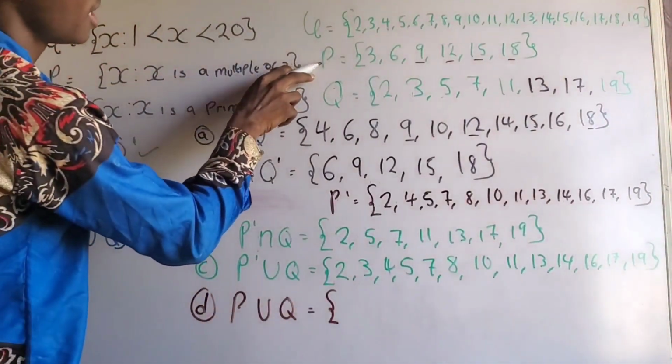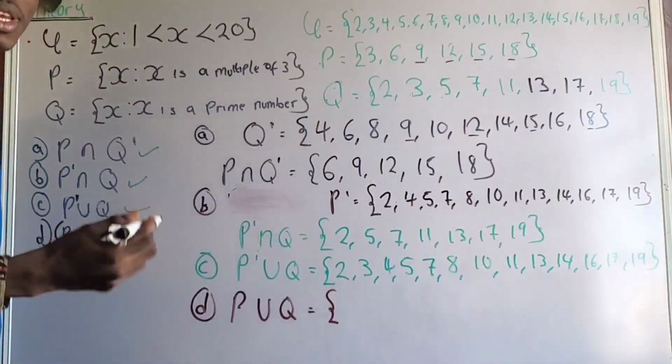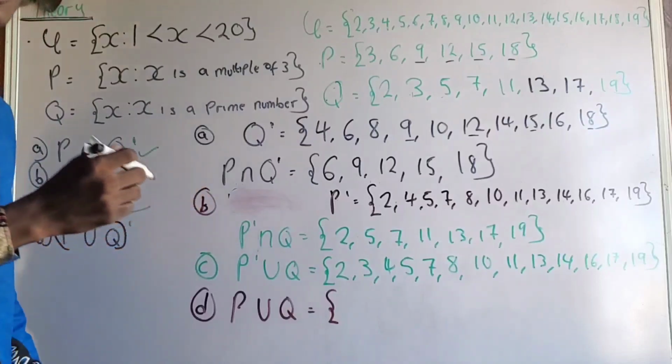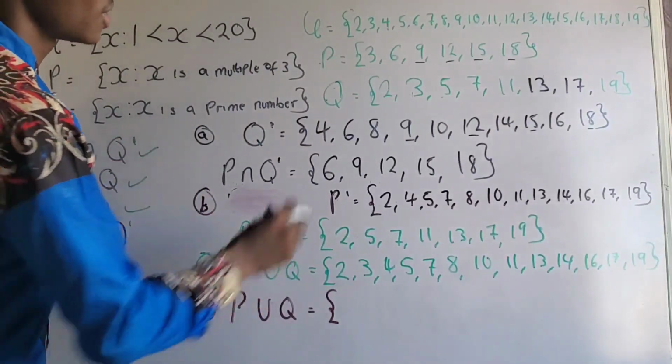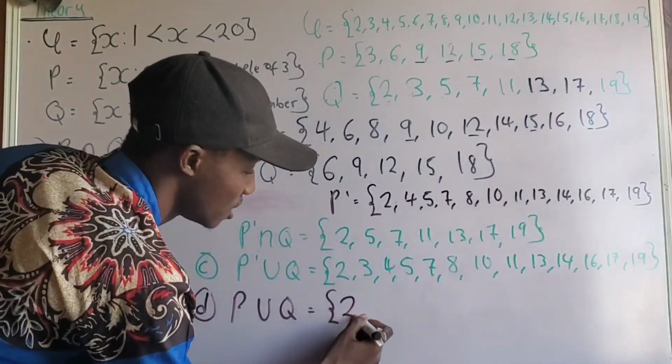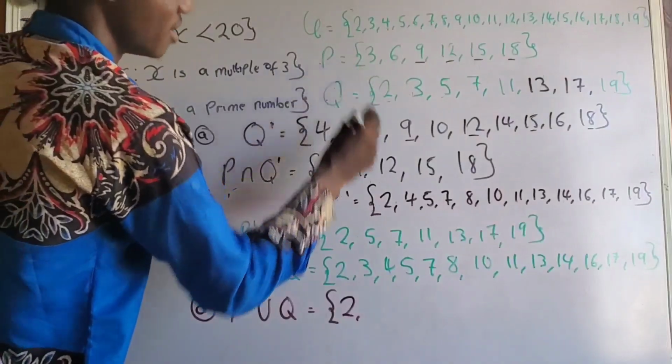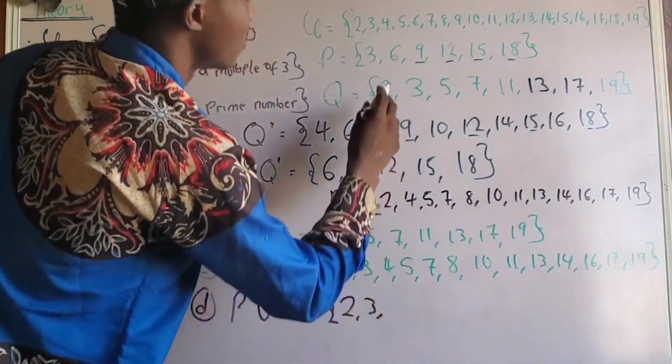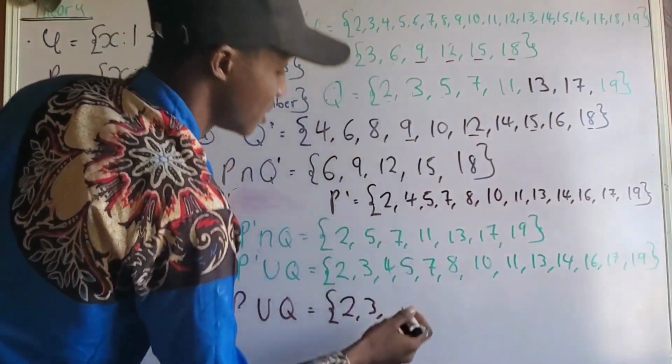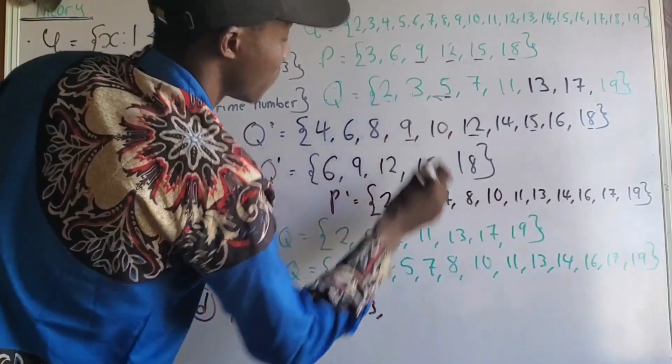Okay, this is P and this is Q. So we have to list out all the elements that are present in both sets without repetition, right? So let's start with 2. We're going to have 2 here, followed by 3. Okay, then followed by 6. Okay, followed by 5 because we have 5 here.